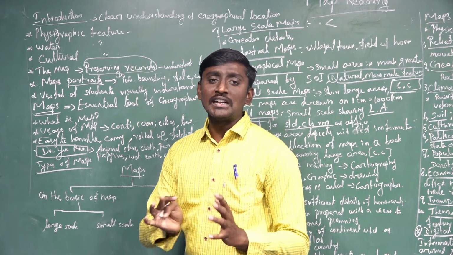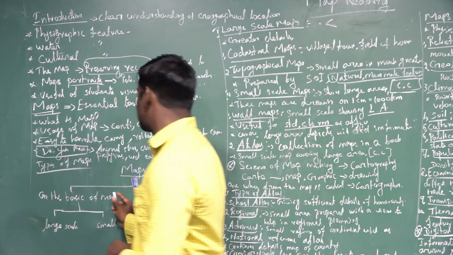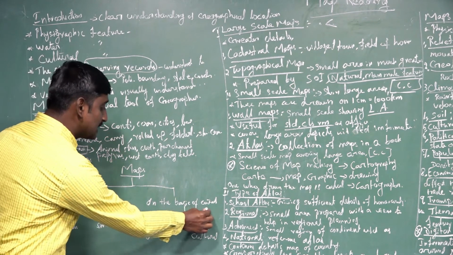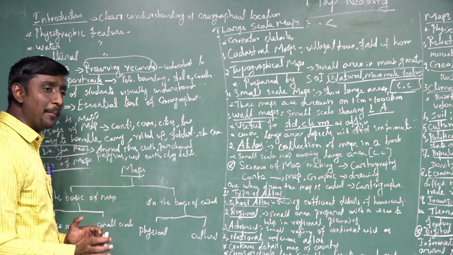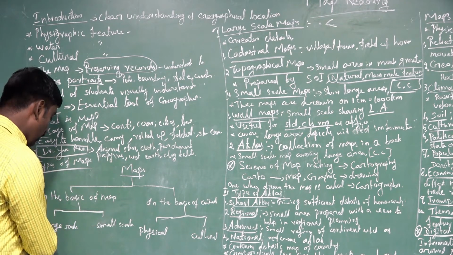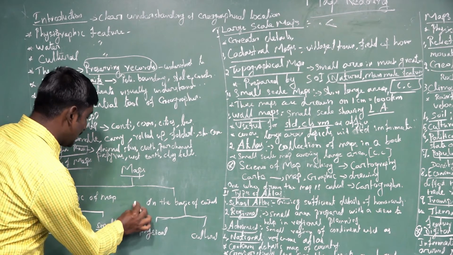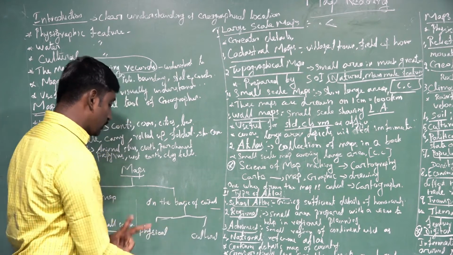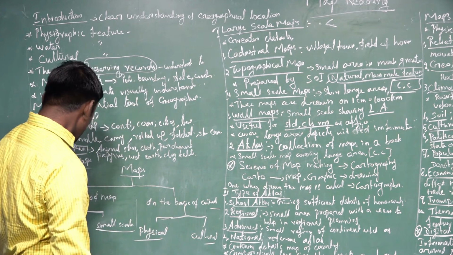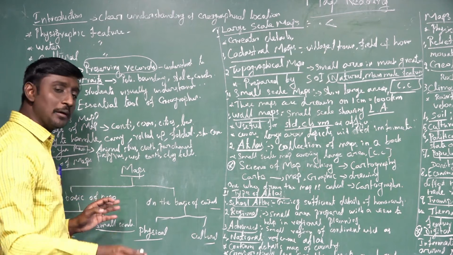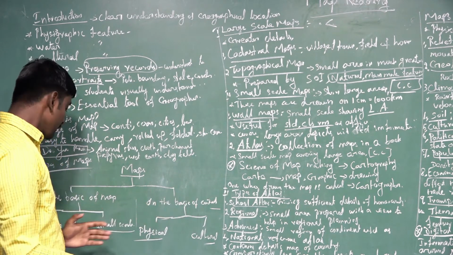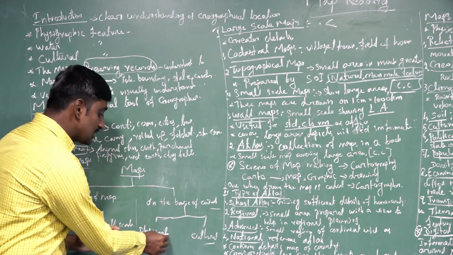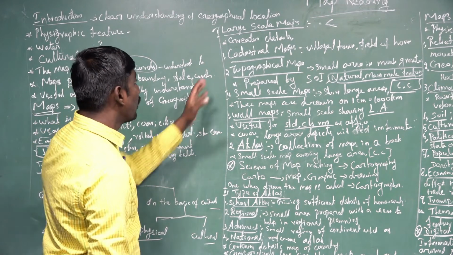So next, types of maps. There are two types: on the basis of scale and on the basis of content. On the basis of scale, maps are divided into two types: large scale and small scale. And on the basis of content, maps are divided into two: physical and cultural. Let's go to the large scale map.